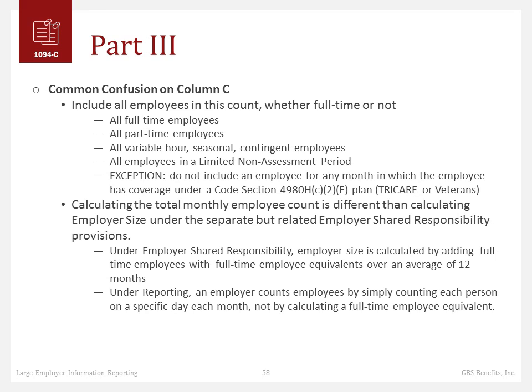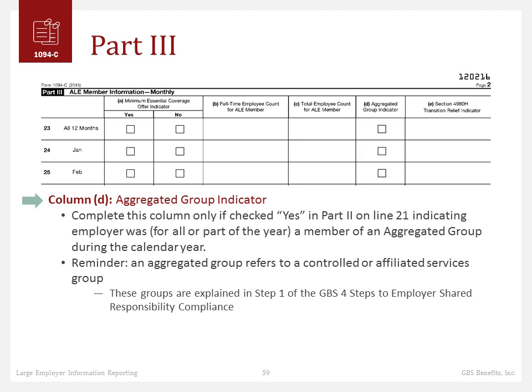And the other confusion that happens on column C is that calculating the total monthly employee count is different than calculating employer size under employer shared responsibility step 1. So remember, we've talked about step 1 a lot. In step 1, we have you do your official calculation using an Excel spreadsheet that we provide to you. And you have to go through a certain way of calculating, and you're also calculating full-time employee equivalents. You're not dealing under information reporting with full-time employee equivalents. Again, you're just counting belly buttons. So it's much simpler in column C than what you have to deal with in step 1 of employer shared responsibility.